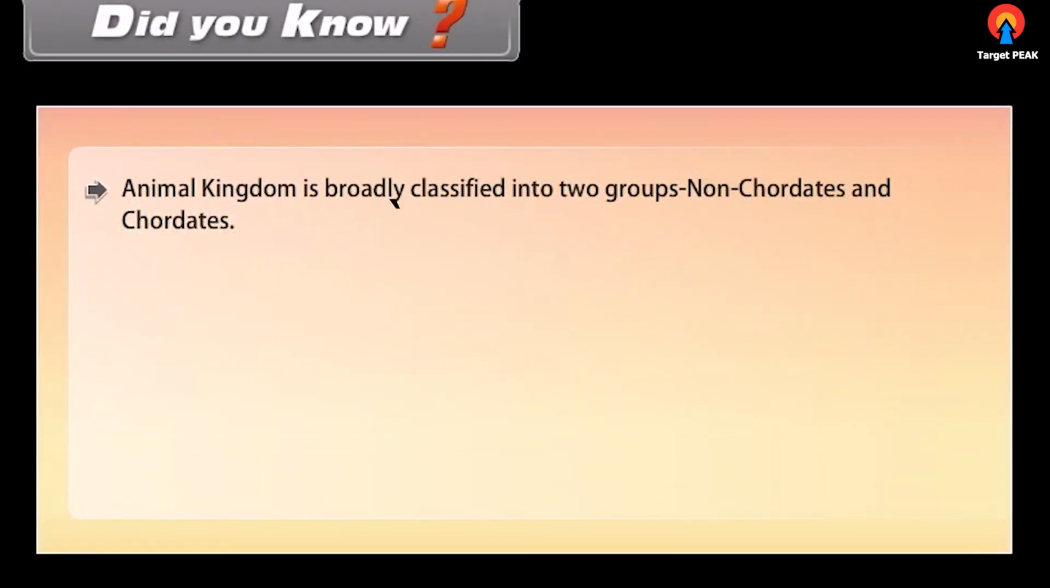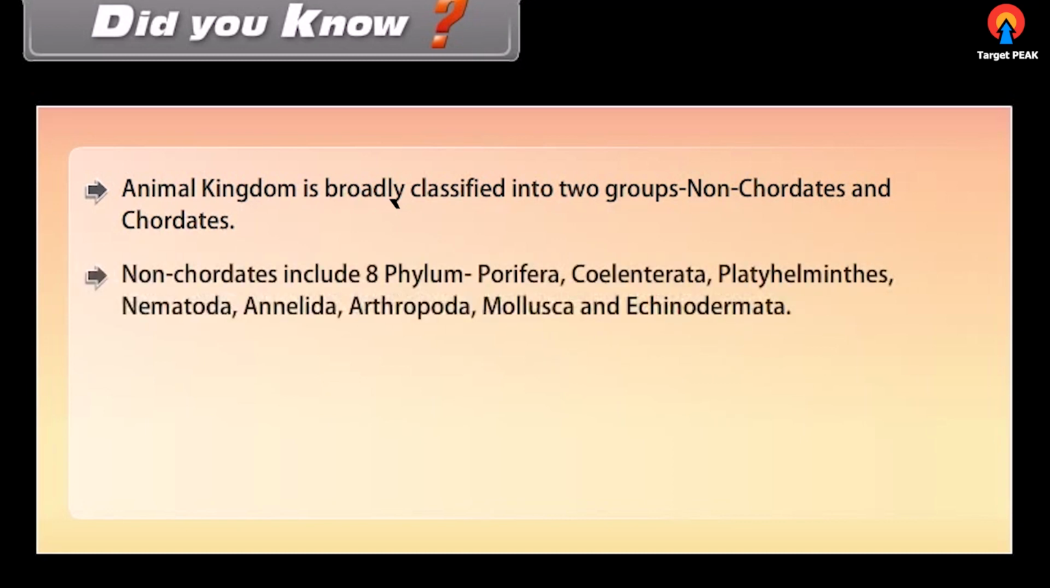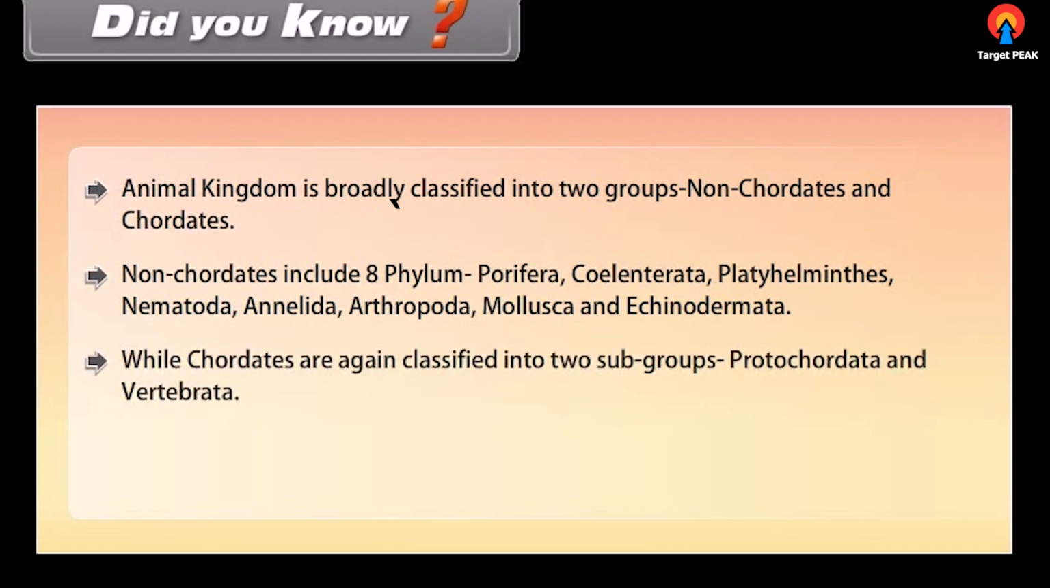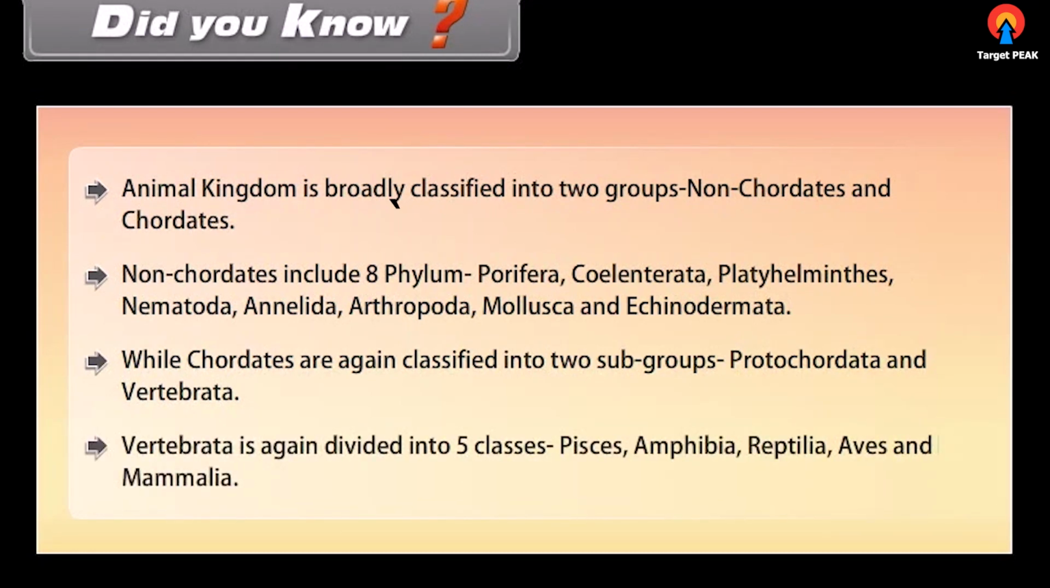Did you know the animal kingdom is broadly classified into 2 groups? Non-chordates and chordates. Non-chordates include 8 phyla: Porifera, Coelenterata, Platyhelminthes, Nematoda, Annelida, Arthropoda, Mollusca, and Echinodermata. Chordates are again classified into 2 subgroups, Protochordata and Vertebrata. Vertebrata is again divided into 5 classes: Pisces, Amphibia, Reptilia, Aves, and Mammalia.